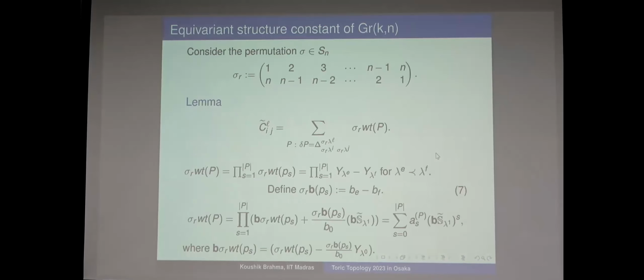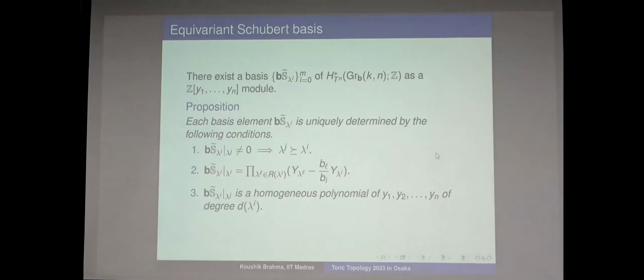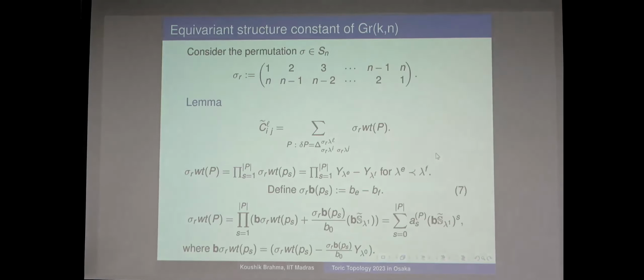Okay, so first we need this permutation in Sn: 1, 2, ..., n, where 1 goes to n, 2 goes to n minus 1, 3 goes to n minus 2, ..., n goes to 1. I should write this as C tilde lambda I j. This is for the Grassmannian case. When every b equals 1, like for the Grassmannian, I constructed the structure constant for this Grassmannian with respect to this basis.